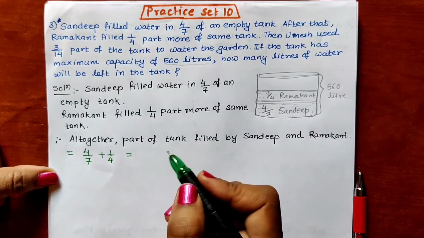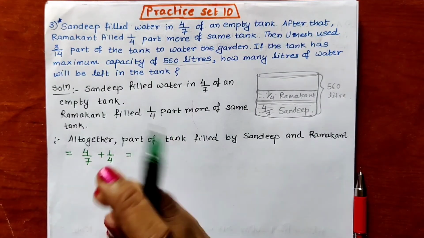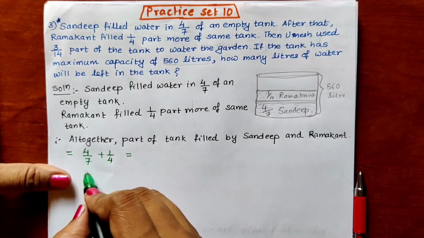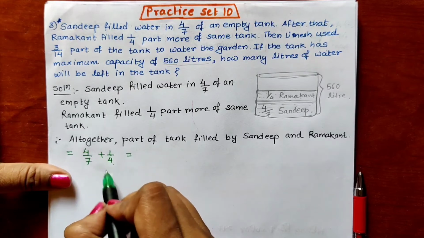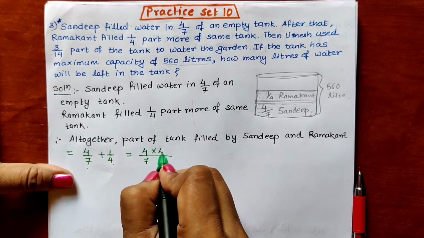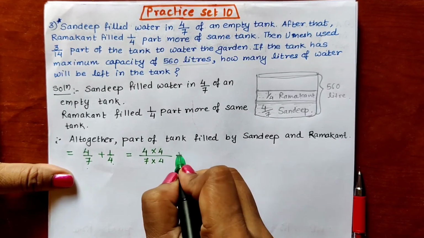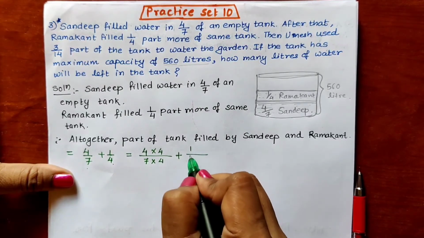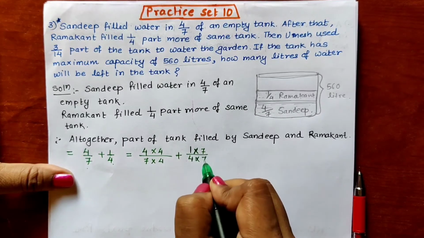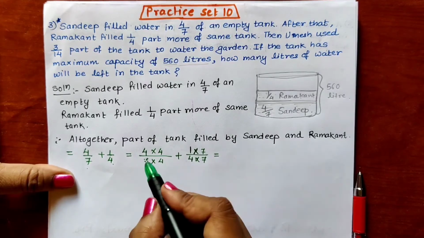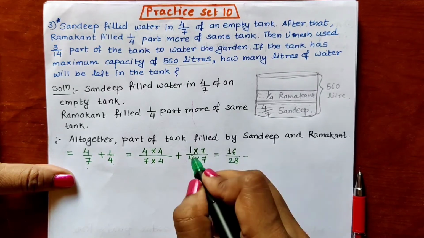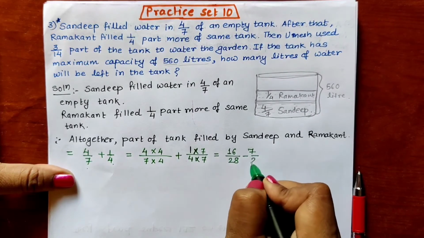Let us do the addition. As the denominators are not equal, we will be making equal denominators. How can we make them? We can multiply the first fraction by 4 and the second fraction by 7. So let us multiply. 4 upon 7 multiplied by 4 plus 1 upon 4 multiplied by 7. You all have done it before, so I am not going to explain again and again. Now 4 4s are 16, 7 4s are 28, 1 7s are 7, 4 7s are 28.